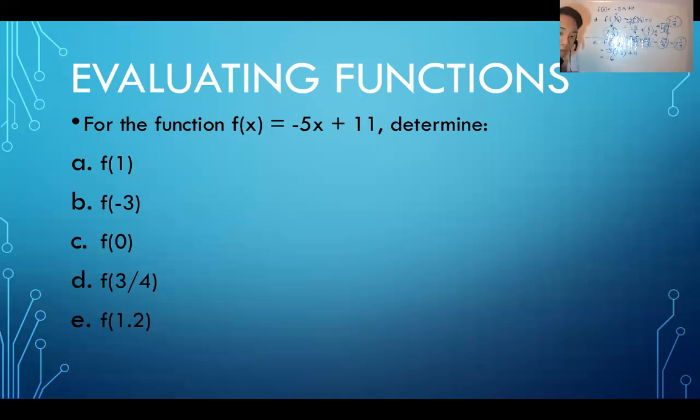Is that right? 5, 10, carry 1, 5 plus 1 is 6. And then plus 11. -6 plus 11, different signs, we will minus. 11 minus 6, that is 5. The sign of the greater number is positive. So positive 5. So the answer for letter E, or the function of 1.2, is positive 5. Check your paper.